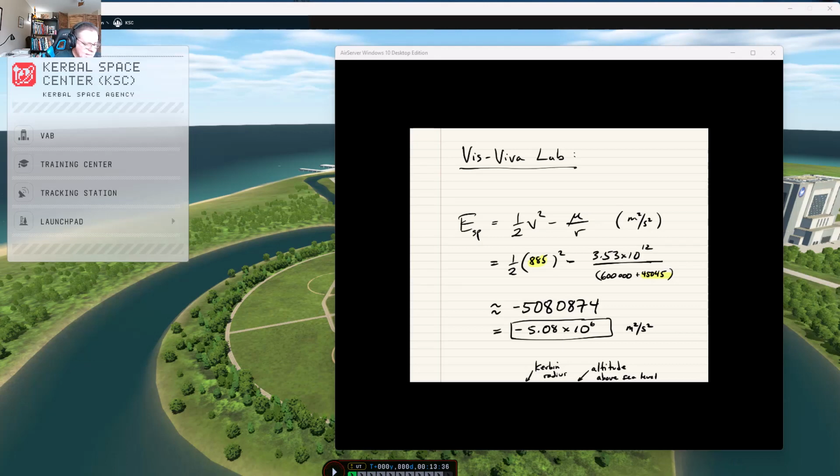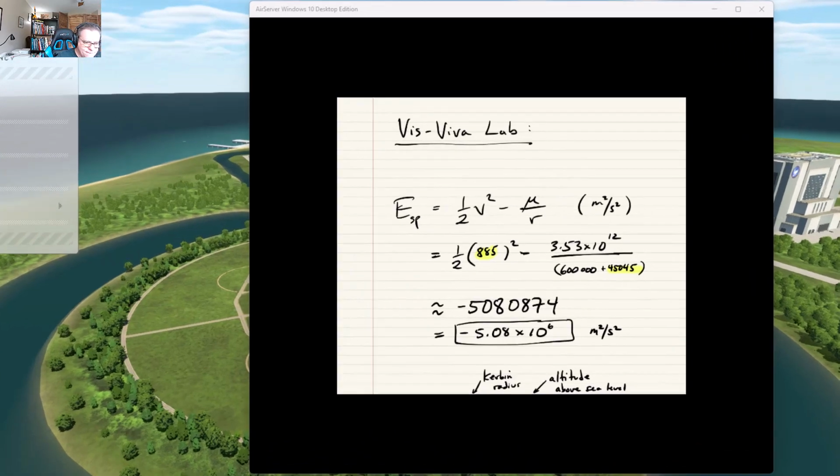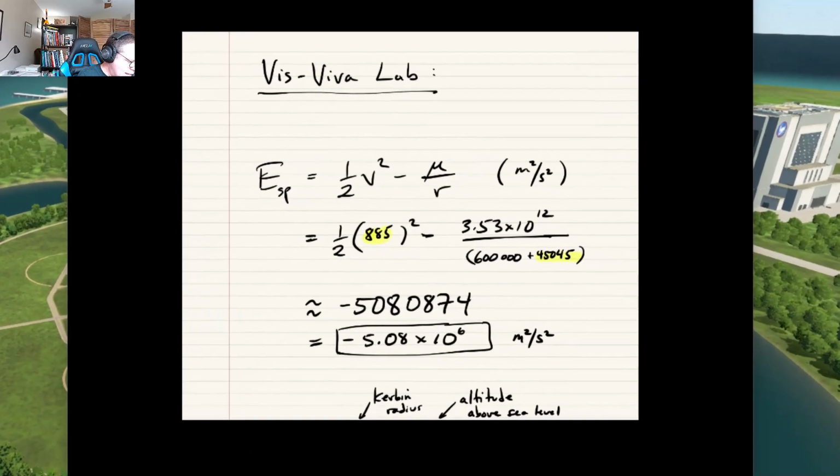Okay, back here at the KSC, let's run through those formulas really quick with those numbers. This is from the first point in the flight where we had a velocity of 885 meters per second and an altitude of 45,045 meters. I'm adding that onto the radius of the planet in order to get that value r. This is the value mu for the planet Kerbin, and putting it in the calculator, I get about negative 5.08 times 10 to the 6.